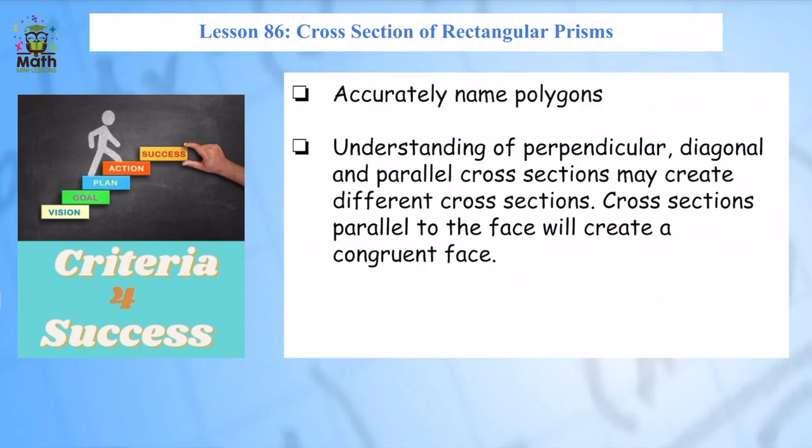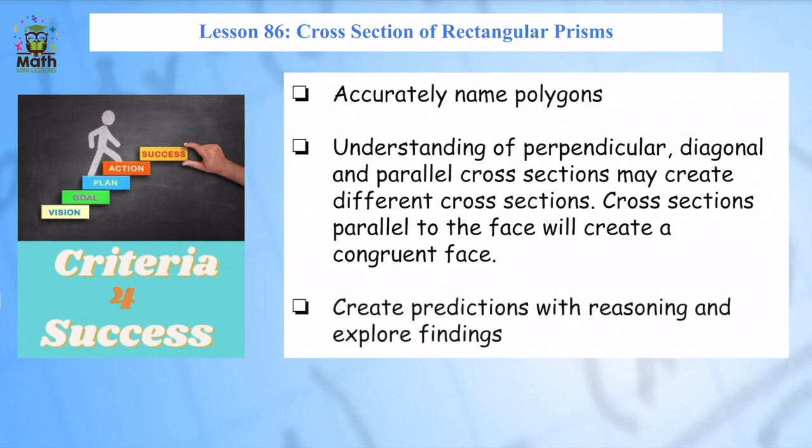So the slices, is it an up and down, a left, right, or a diagonal? And know that cross sections are parallel to the face. That's what's going to create a congruent face. You take a look, you'll see what it means. And finally, creating predictions with reasoning and explore those findings. So the big question will be, if we make a cut in the shape, what kind of face will we create? What kind of shape will we see from that cut?